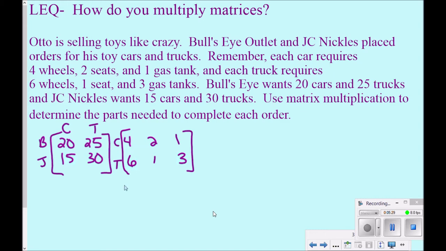The 4 and the 6, those are wheels. The 2 and the 1, those are seats. And the 1 and the 3, those are gas tanks. Okay. So now I have those two matrices. Now I know that I'm going to be multiplying.